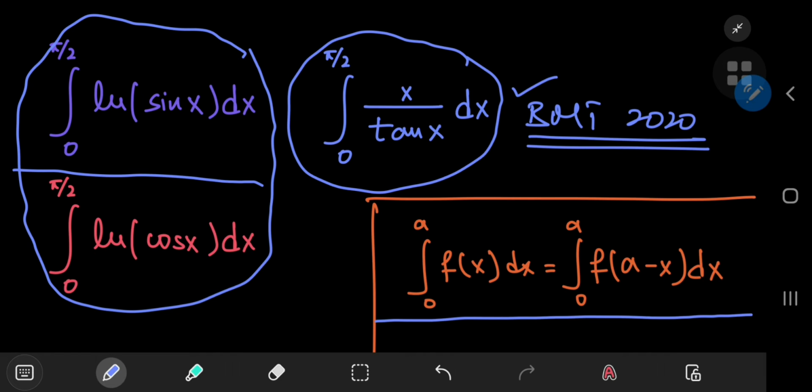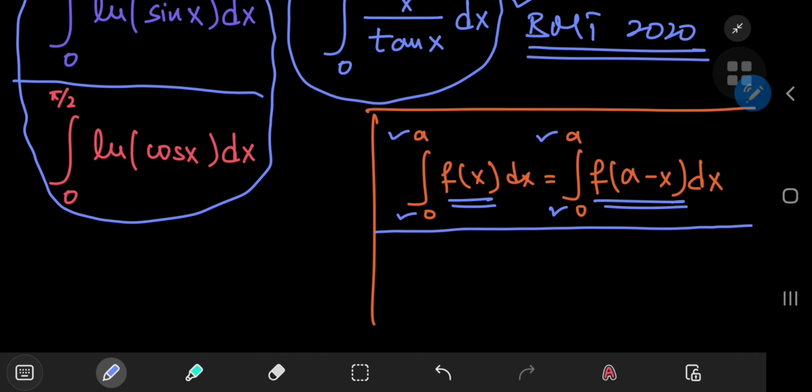That is, if you're integrating from 0 to some real number a, some real valued function f of x, then the result of integration is the same as if you're integrating from 0 to a, the same structure of the function f, but replacing x by a minus x. And I'm going to prove this technique as well to give you some concrete evidence that it works.